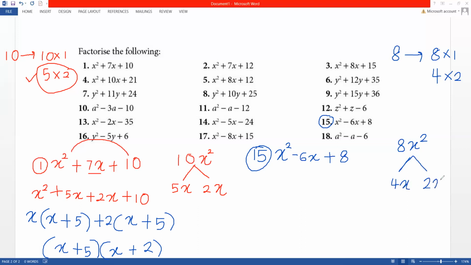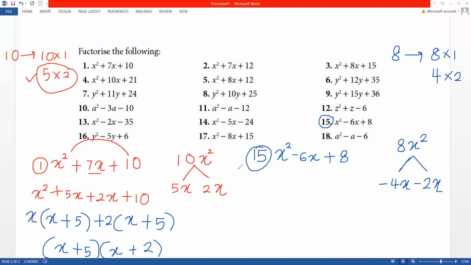Now, when I multiply 4x by 2x, I get 8. But when I add 4x plus 2x, I'm not getting minus 6x. I'm getting positive 6x. So then I have to change the sign. Then it should be minus 4x minus 2x. Minus 4x plus minus 2x, yes, I'm getting minus 6x. And minus 4x times minus 2x, yes, I'm getting plus 8x squared, because we know minus times minus becomes positive.